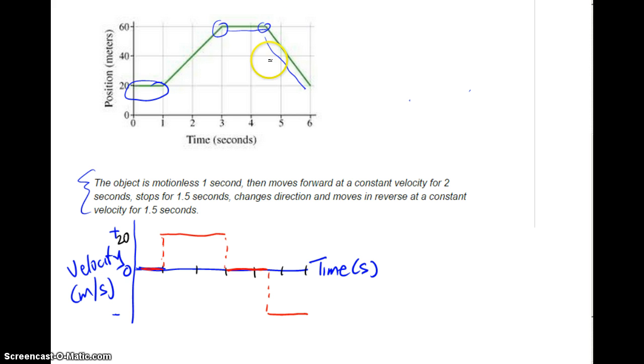Okay, now let's take a look over here. I'm going backward again, so I know it's a negative velocity. I go 40 meters, so that's going to be negative 40 meters. And how long did it take me? 1.5 seconds. So in this part, I'm at about minus 27 meters per second. So that would end up being about minus 27 here.